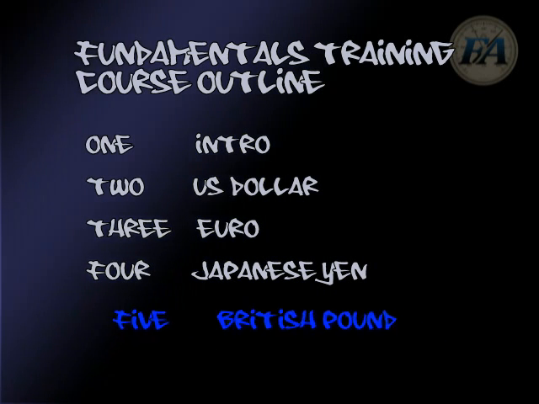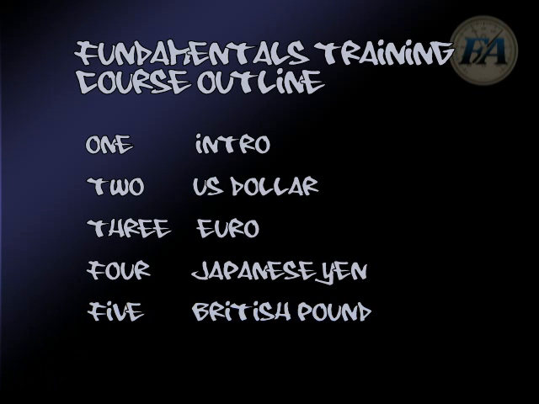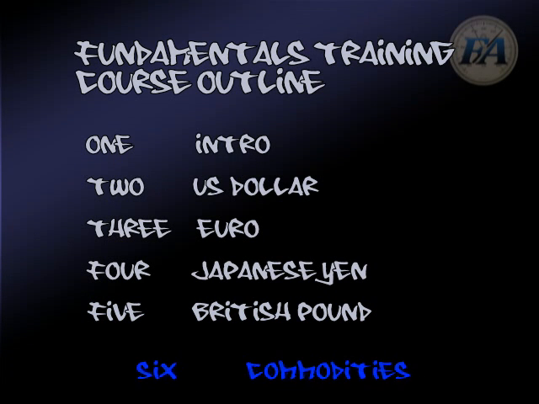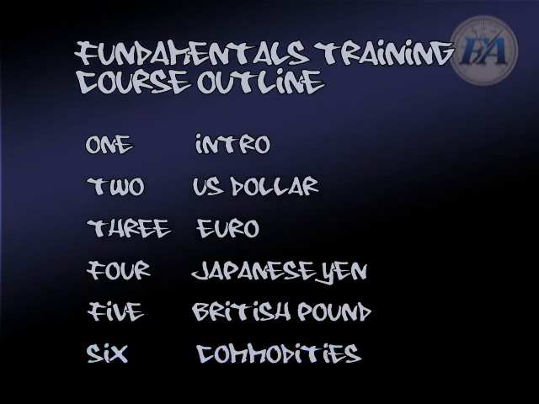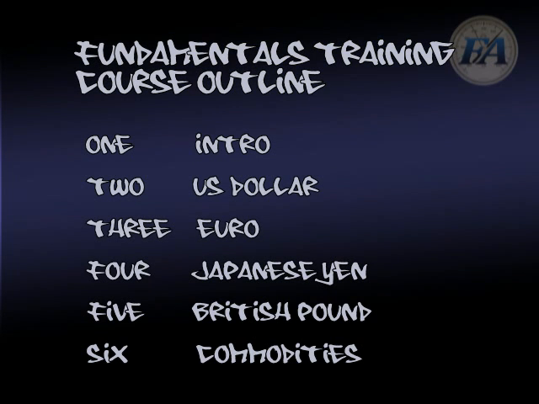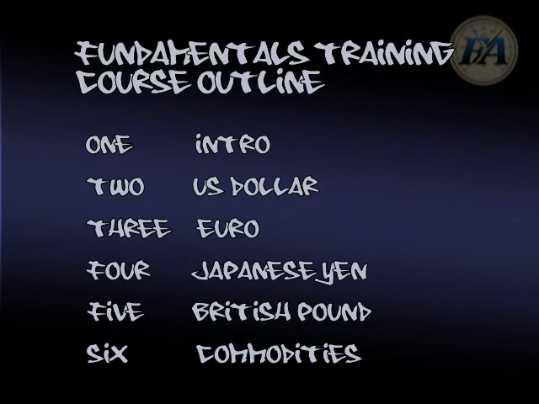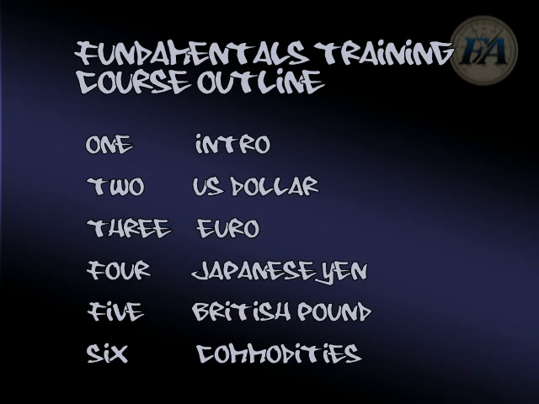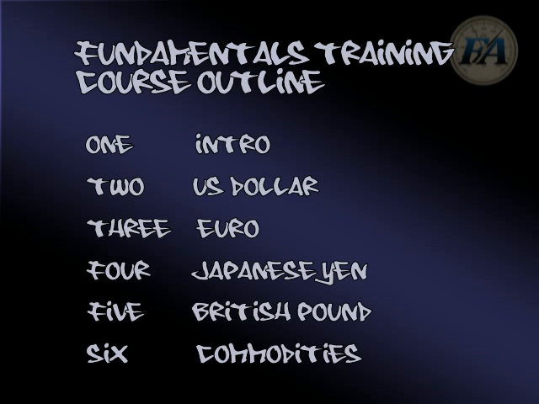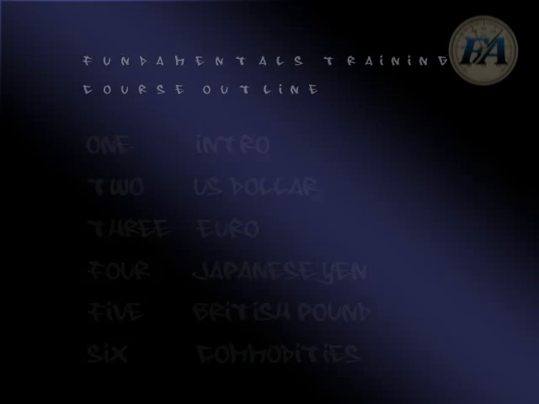Part 5 will take a brief look at the British economy, and Part 6 will close this introductory series by taking an up-close look at commodities, such as oil, silver and gold, and how their trade influences the Forex market and specific currency pairs.